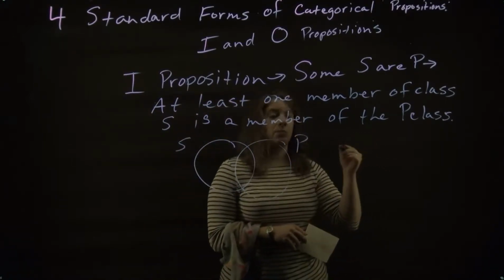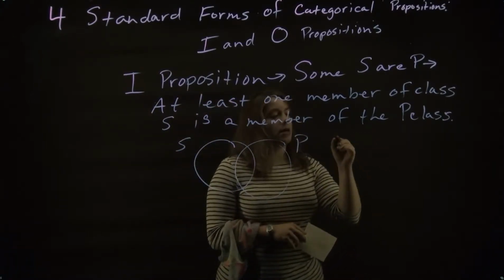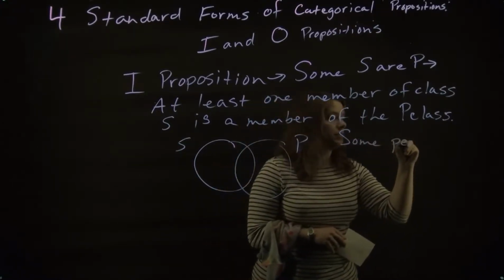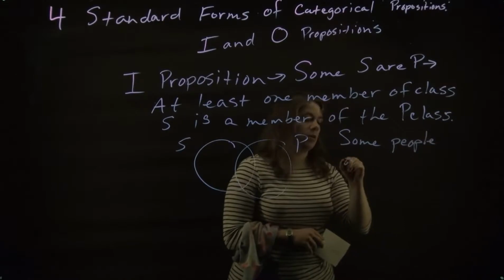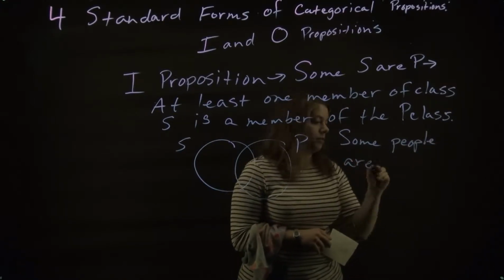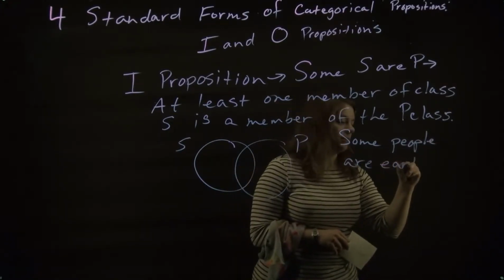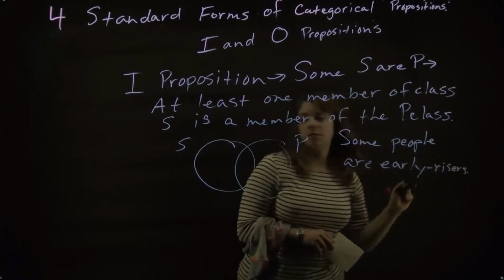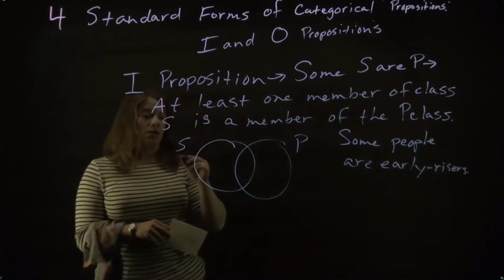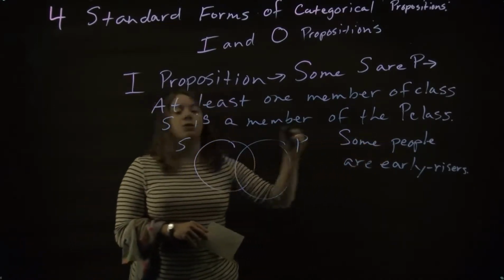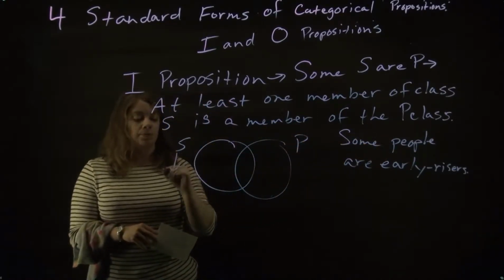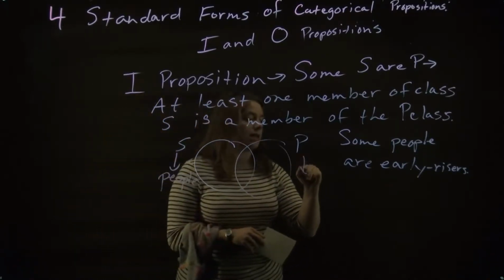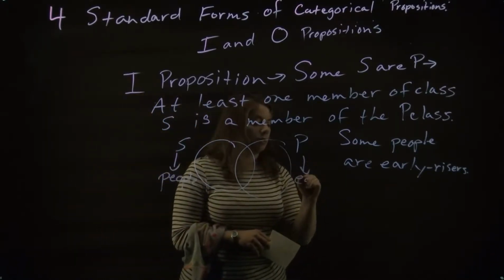Now let's take an example. Some people are early risers. In this case, the subject is really referring to people. It can be that broad. And the P class refers to early risers.